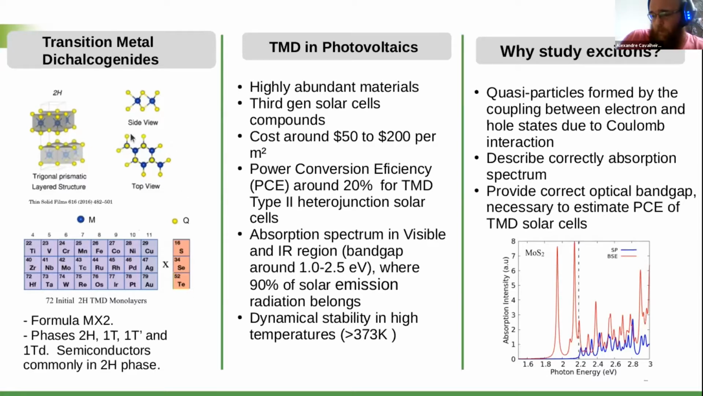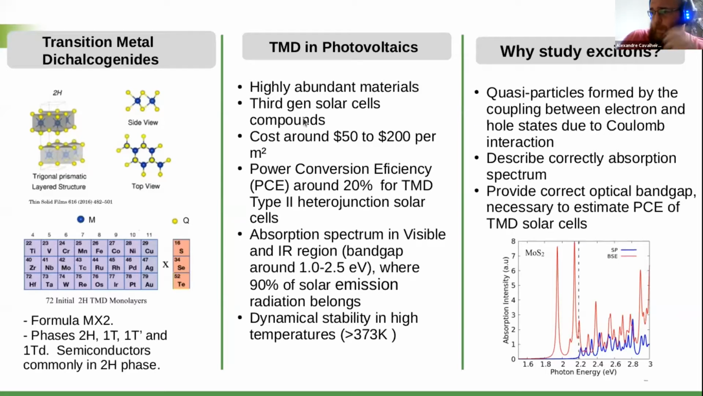Those systems can be found in nature in the phases 2H, 1T, 1T', and 1T_d. But in this work, as we are interested in semiconductors for photovoltaic applications, we only focus on the 2H phase, where the majority of those systems are semiconductors. But first we need to understand the role of TMDs in photovoltaic applications.